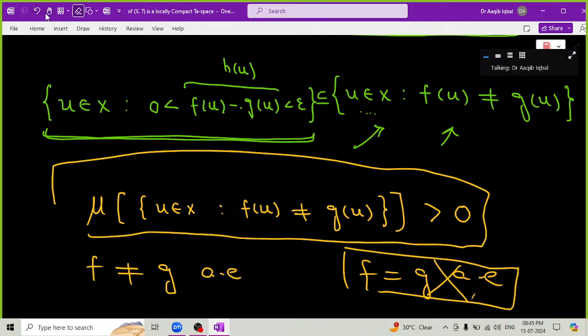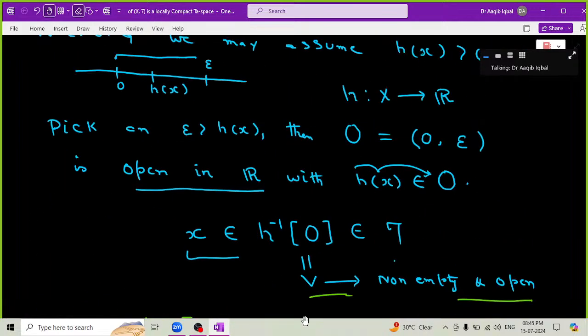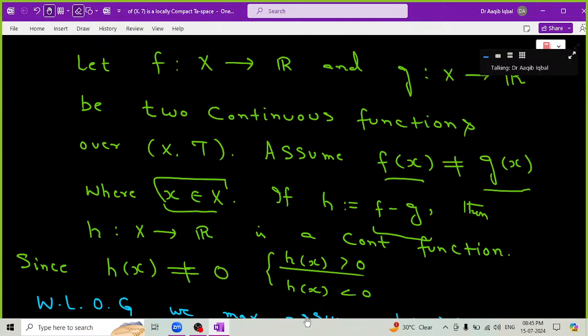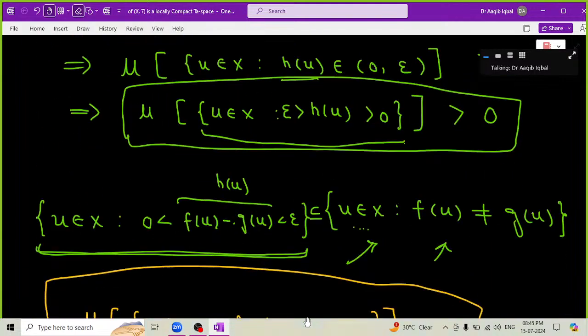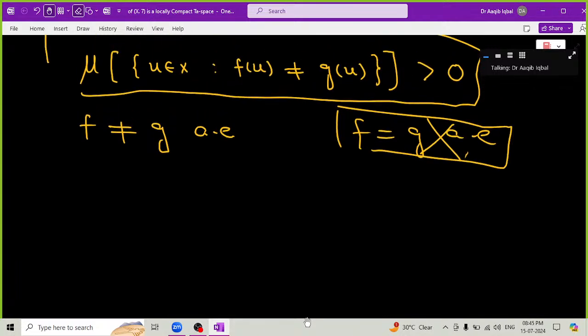So what is the moral of the story? The moral of the story is, even if these two functions f and g disagree at a single point, then we cannot have this. We cannot have f and g to be AE equal. Okay? So that means what? That means if f and g are equal AE, then they should be actually equal.